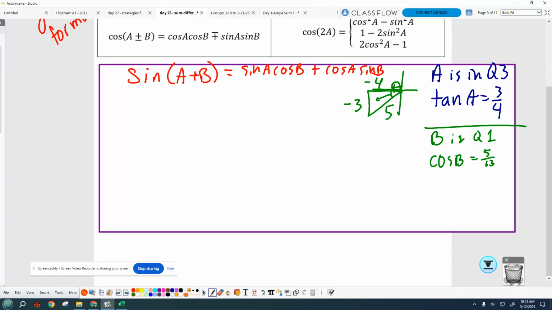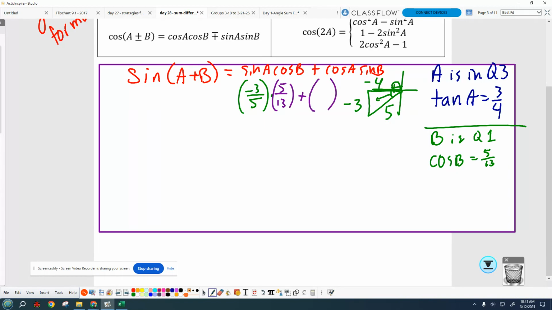Opposite over hypotenuse, so what is opposite over hypotenuse? Okay, so sine of A, I am going to replace with this fraction, -3 over 5. And that's a multiply. All right, now I need cosine of B. Do I know cosine of B? It was given to us. Okay, well, that's convenient. Thanks, Oliver.